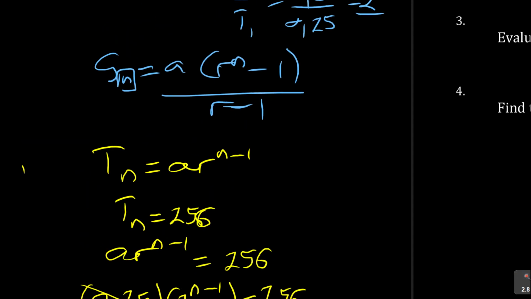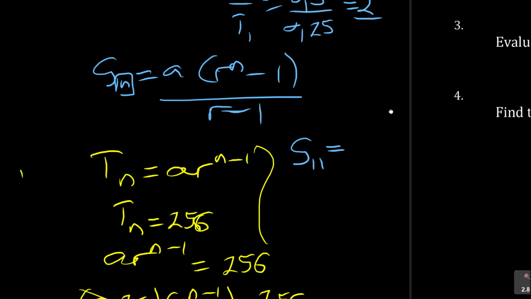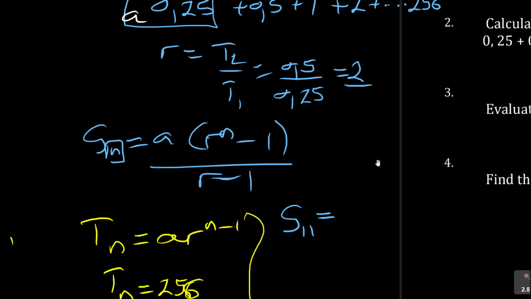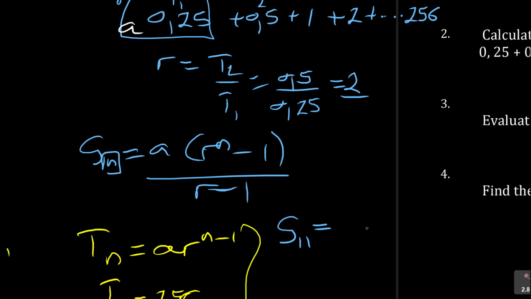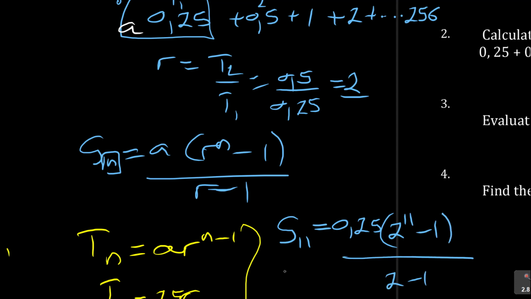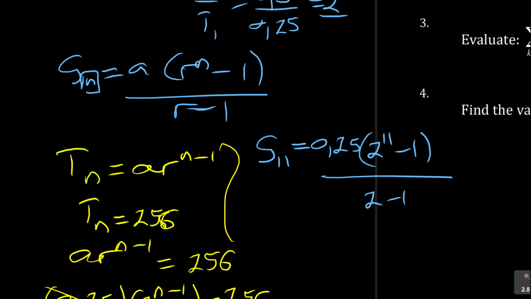So here you can come back and say, okay, I can now use the formula to say the sum of 11 terms is equal to, and then you have your first term, which is 0.25, and then bracket r is what? Remember, r is 2 to the power n, which is 11 minus 1, over r, which is 2 minus 1. Then you can find the sum of 11 terms.